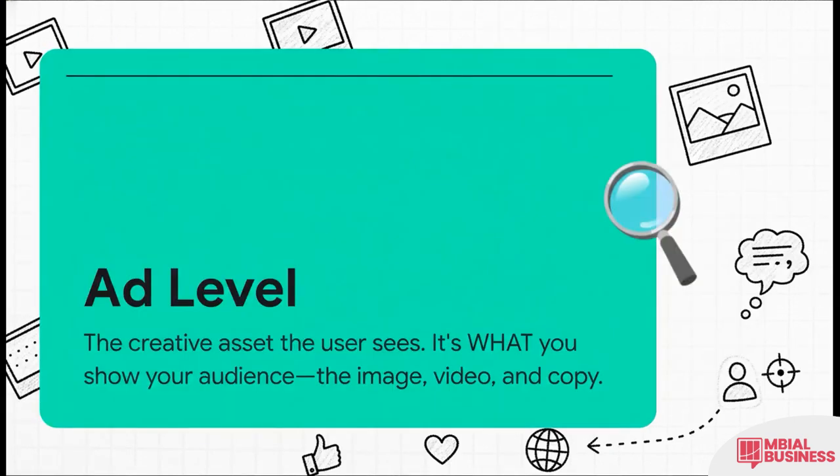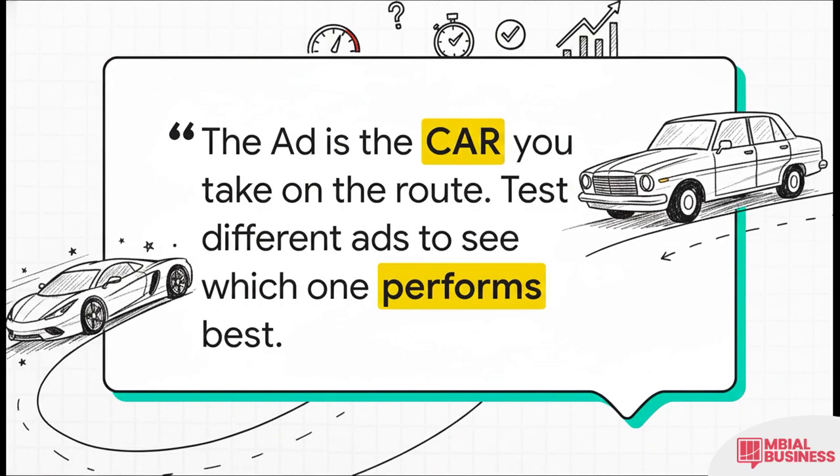And finally, we get to the ad level. This is the part that everybody actually sees. The image, the video, the headline, the text, it's what you're showing to the audience you defined in your ad set, all designed to achieve the goal you set way back in your campaign. And to complete our little road trip analogy, the ad is the car you drive. On any given route, you can test out different cars to see which one performs better.